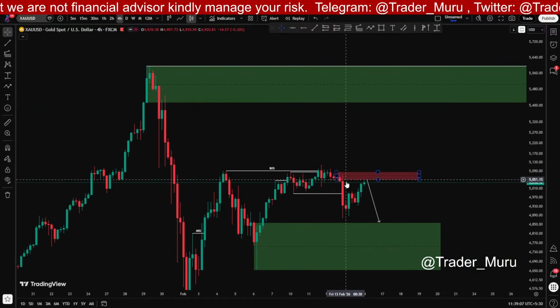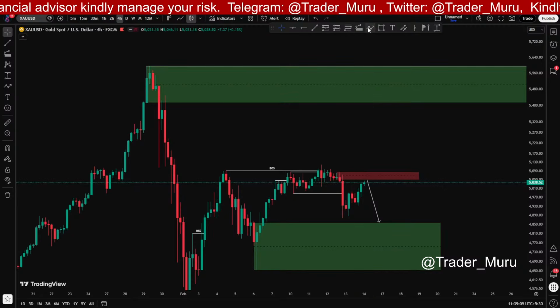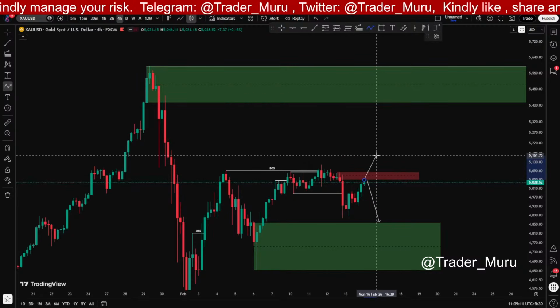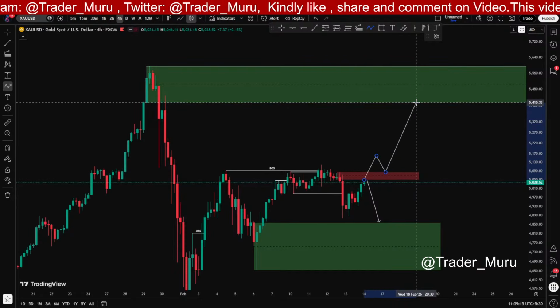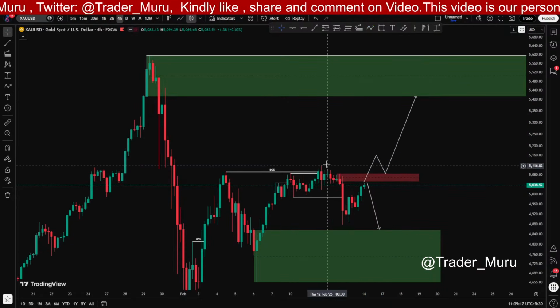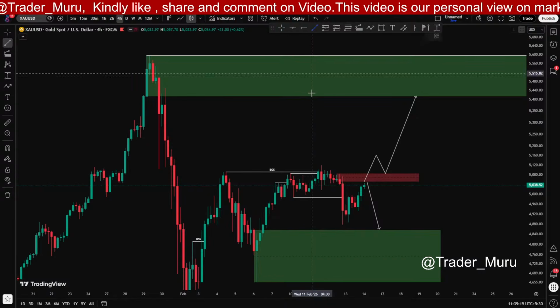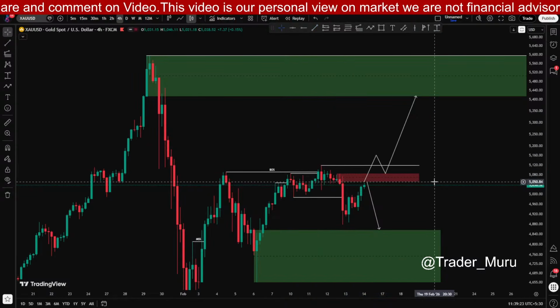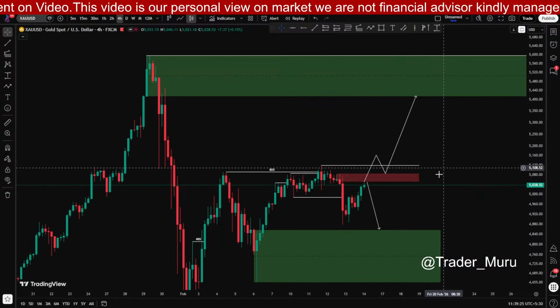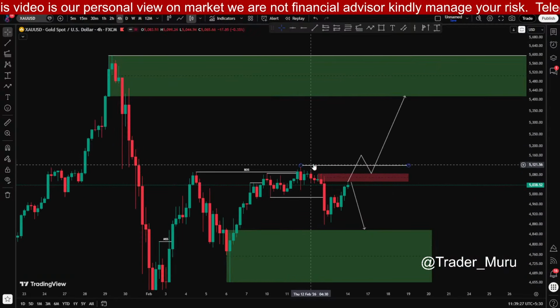And if this supply gets flipped and price creates a new breakout structure here, then I will be on the long side till this target. So this is my invalidation: a breakout structure above this high, then this will be invalidated. Okay, till then structure is still bearish.